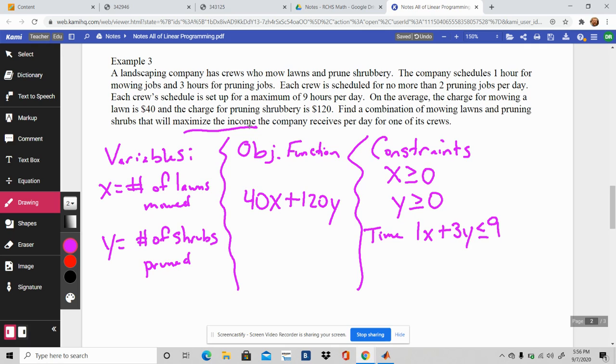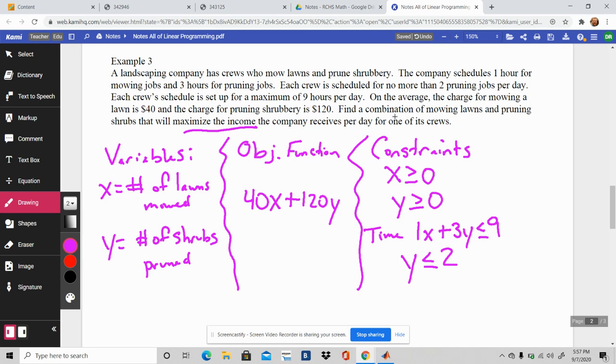On the average, the charge for mowing, we already used those numbers. So there's only one other number I haven't used yet. Each crew is scheduled for no more than 2 pruning jobs per day. All right, so number of pruning jobs, that's Y. We're talking about 2 per day. No more than 2, which means that we could do less than 2 or we could do equal to 2.